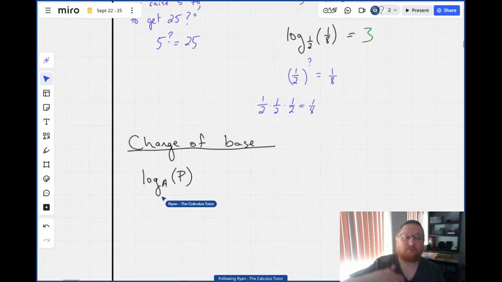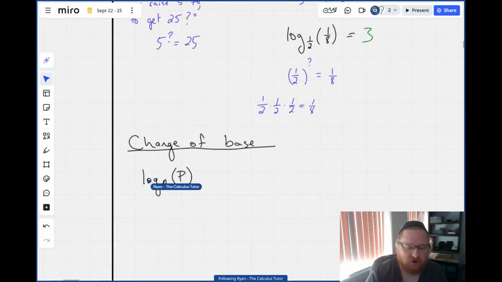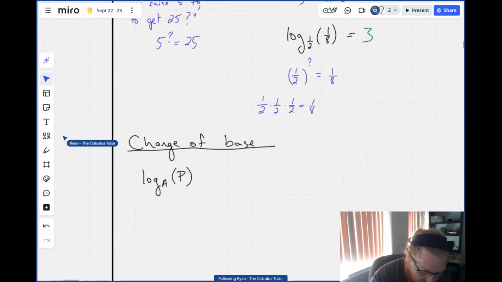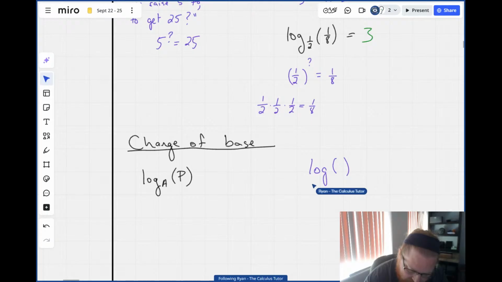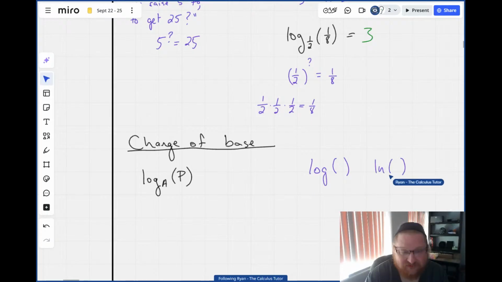So if your calculator lets you just put any number you want right down here for the base value, you're good. You don't need to worry about this. But if it doesn't, most calculators have 2 logarithms built in. They have log with nothing written, and they have ln, which doesn't even say log.